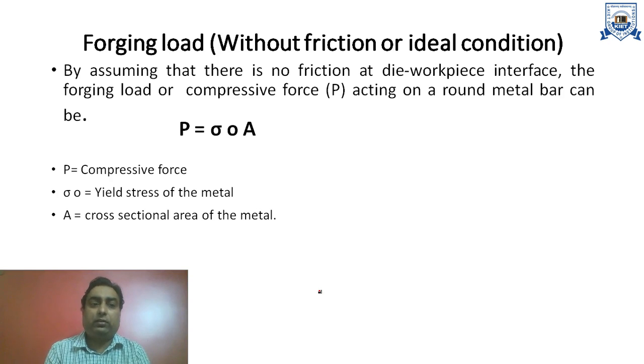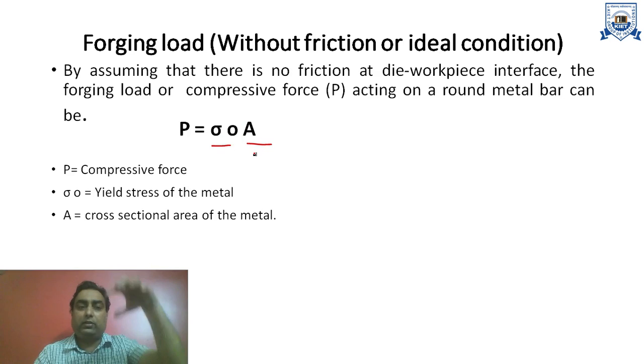Now first of all, in the first category, when the forging load is applied and we have to calculate the forging force, it's very simple. We can calculate it by multiplying the yield stress of the material and the cross sectional area of the material where the forging force is being applied. So this is a very simple calculation.